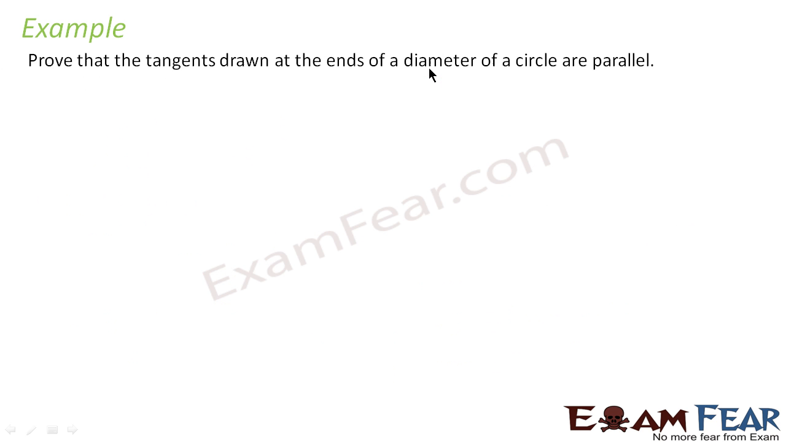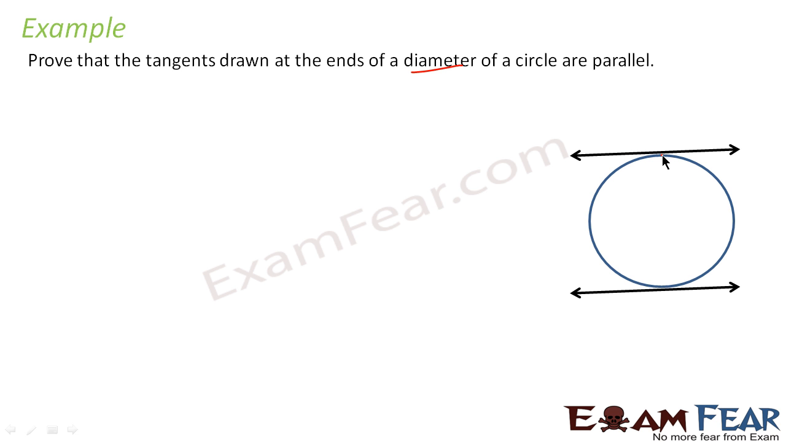Let's take another question. You have to prove that tangents drawn at the ends of a diameter of a circle are parallel. So let's draw this. We have two tangents and they are at the endpoints of the diameter, and we have to prove that they are parallel. Very simple. Since this is the center, you know that this angle is 90, this angle is 90.